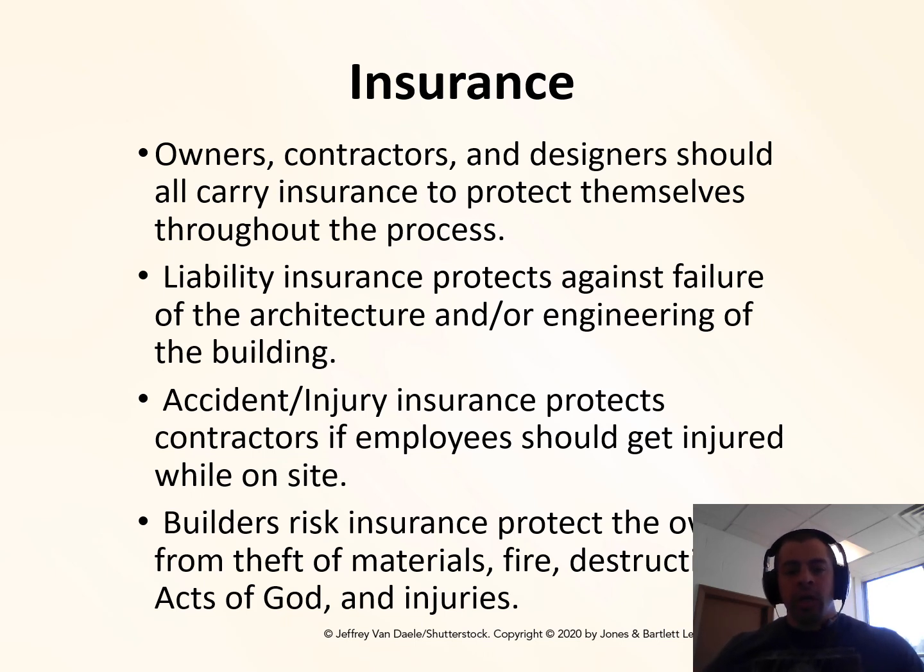Liability insurance protects against failure of the architecture and engineering of the building. Design companies need to make sure that they have a very specific type of insurance called errors and omissions insurance. And if perhaps during, before, or even after, down the road, this could be 5 to 10 years down the road, there's some type of failure in the structure of the building, with the errors and omissions insurance, if taken out correctly, the designers are not at fault or liable. So that is a big one.